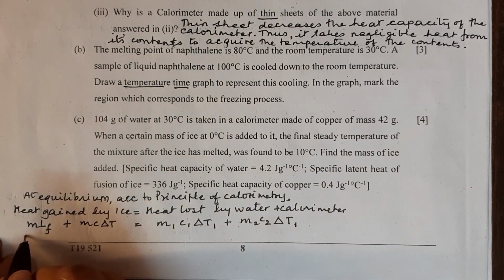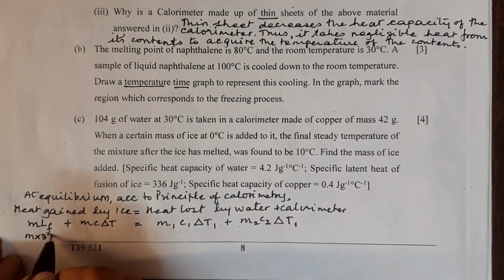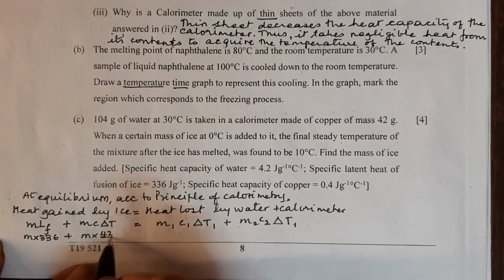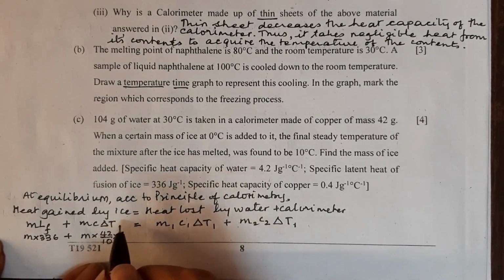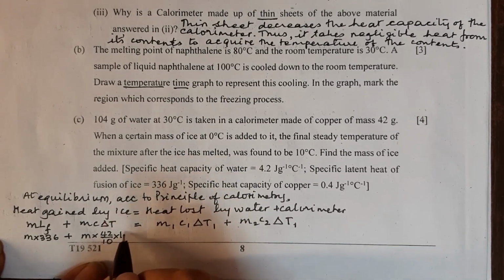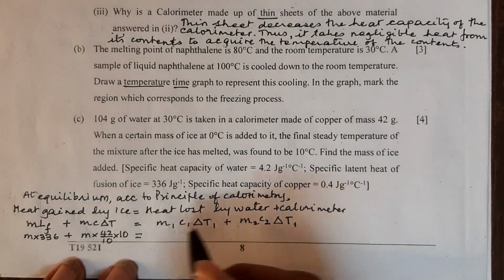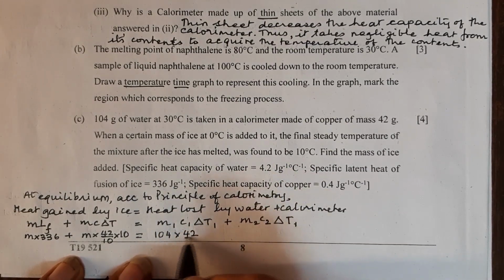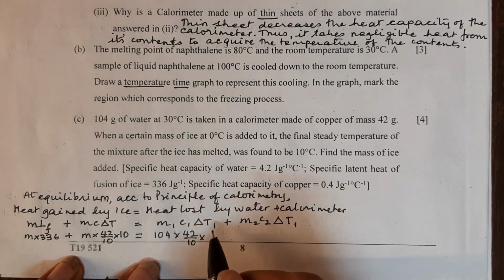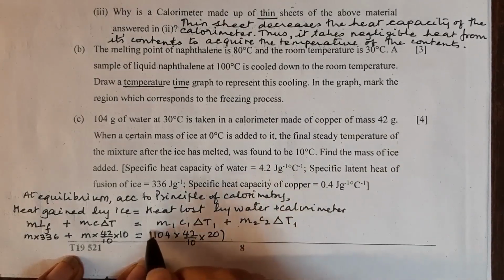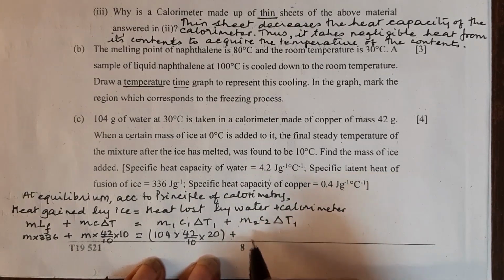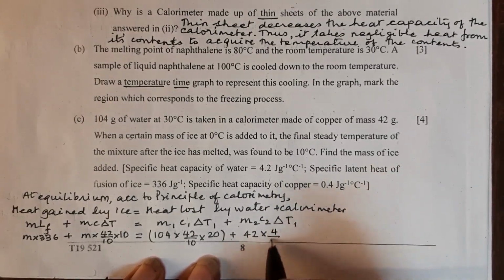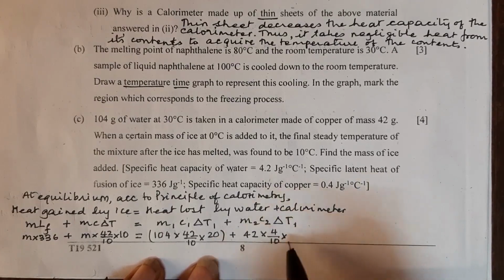So we will have M multiplied by L_f, which is 336, plus M into the SHC of water, 42 upon 10, multiplied by the rise in temperature, 10 degrees C, because from 0 to 10 degrees is the rise in temperature. Now we come to water. The mass is 104 grams, multiplied by SHC 4.2, so I'll write 42 upon 10, into the temperature difference from 30 down to 10, which is 20, plus the mass of the copper calorimeter, 42 gram, multiplied by its SHC 0.4, so we will write 4 upon 10 multiplied by ΔT, the same as water.